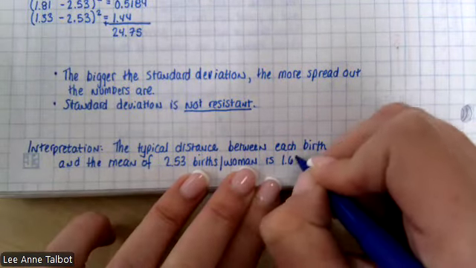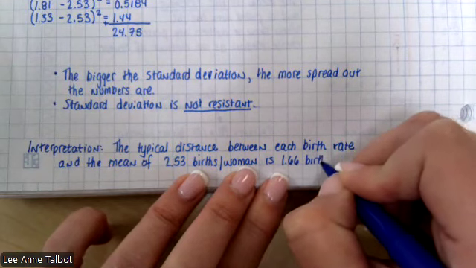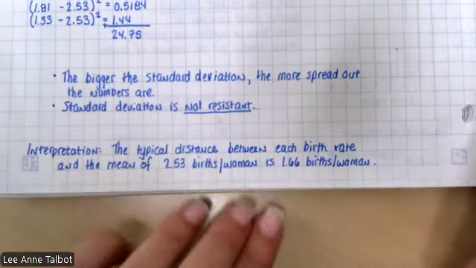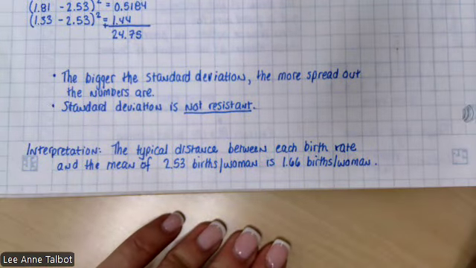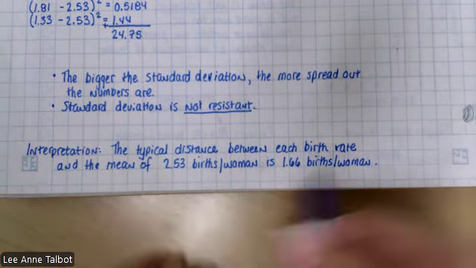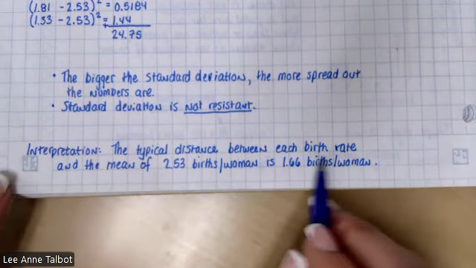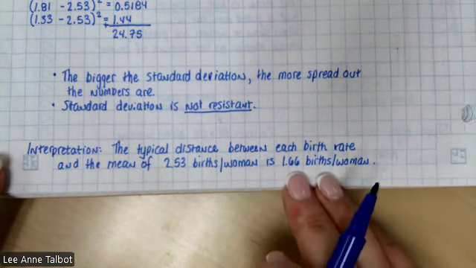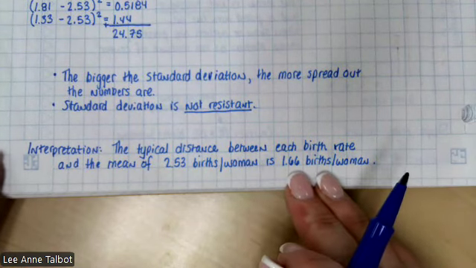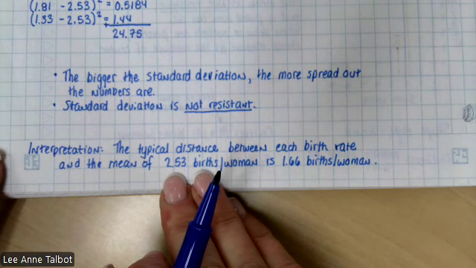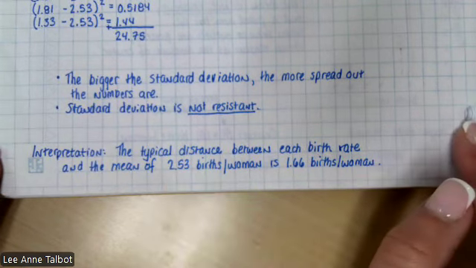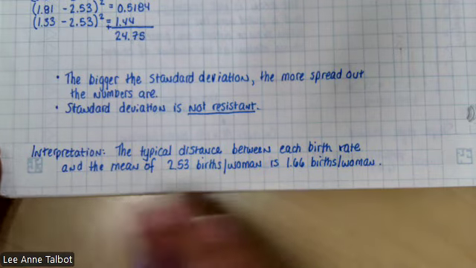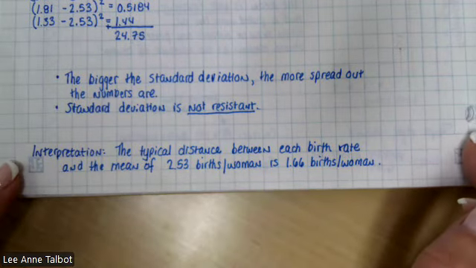is 1.66 births per woman. Okay, so each one of those numbers in our data set is on average about 1.66 births per woman away from the mean, which is 2.53. So it's showing how much they vary on either side.